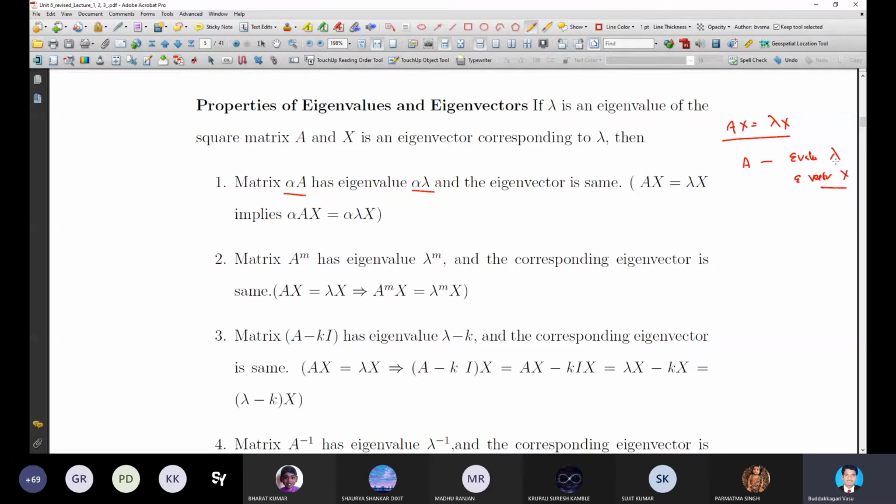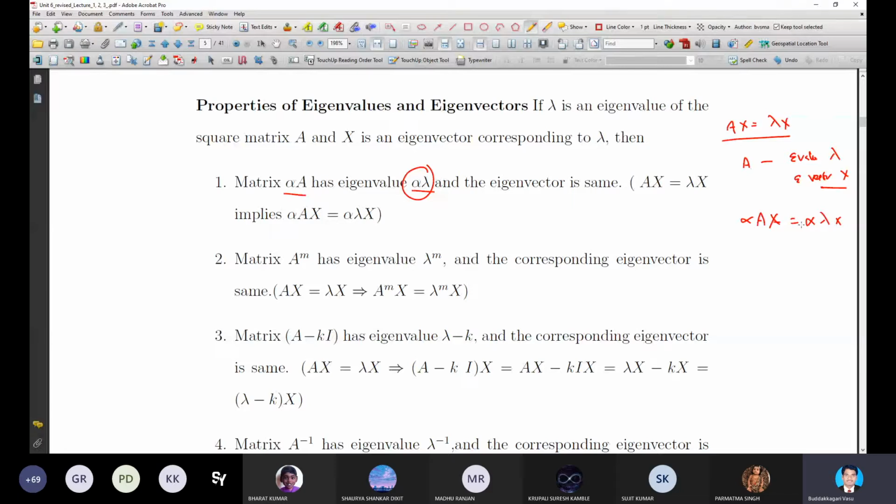Let lambda and x be an eigenvalue and eigenvector of the square matrix A. Then alpha times A has the eigenvalue alpha times lambda. This is the property, and it is simple. If lambda is the eigenvalue and x is the eigenvector of the matrix A, then Ax is equal to lambda x. Now multiply alpha on both sides, which gives alpha A x is equal to alpha lambda x, because alpha is a scalar or constant.